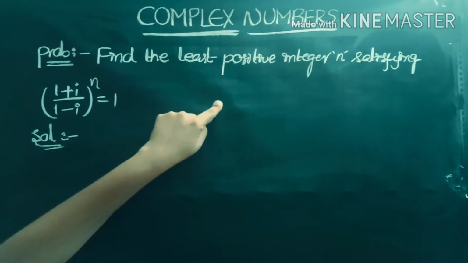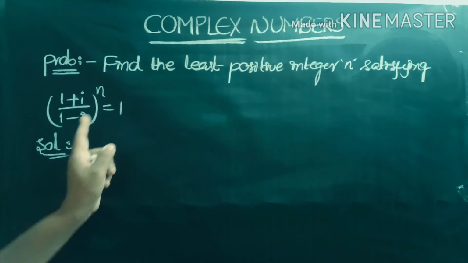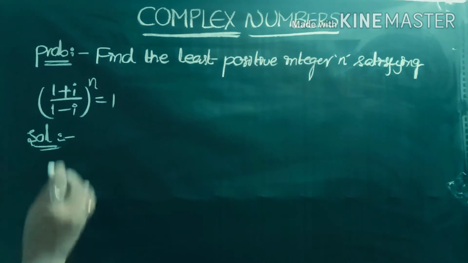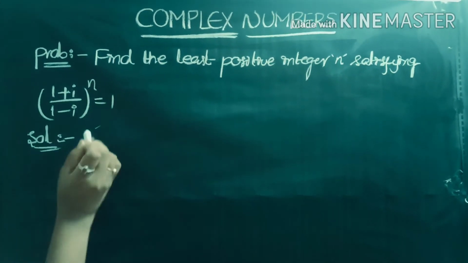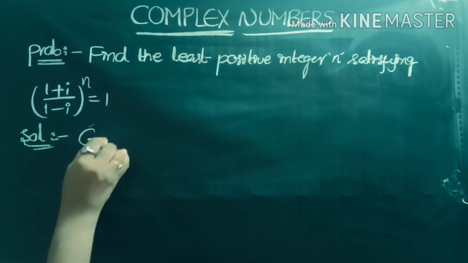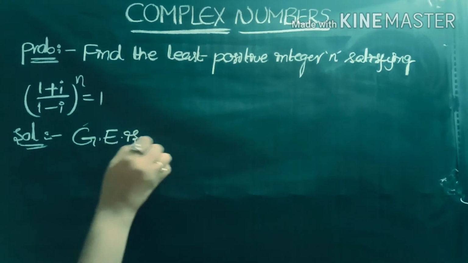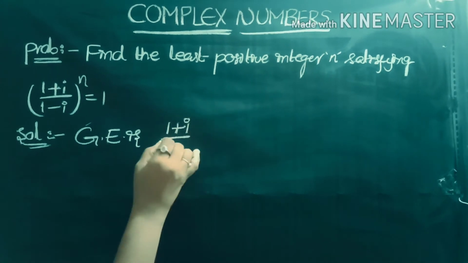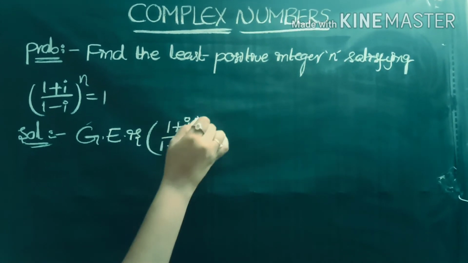Find the least positive integer n satisfying the equation ((1 + i)/(1 - i))^n = 1. So what is the value of n which satisfies this equation? What is the least value of n which satisfies this equation? So first we write the given equation here. The given equation is ((1 + i)/(1 - i))^n = 1.